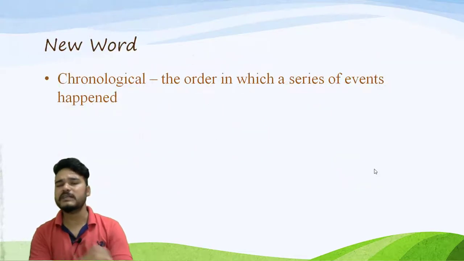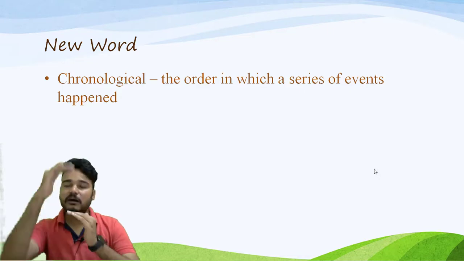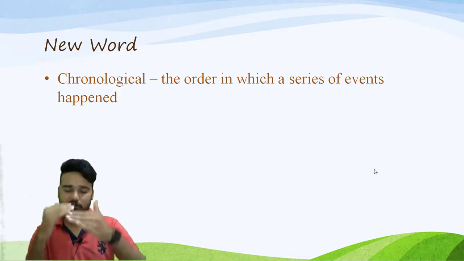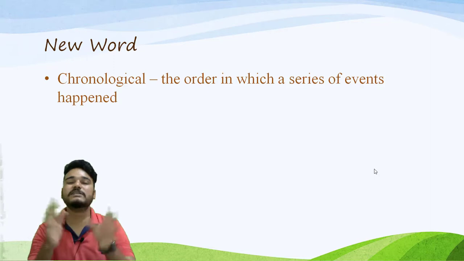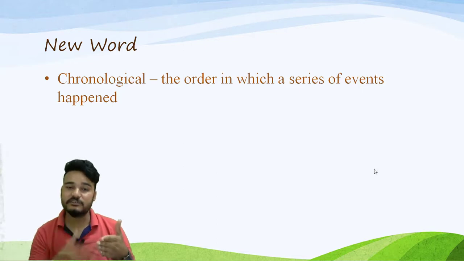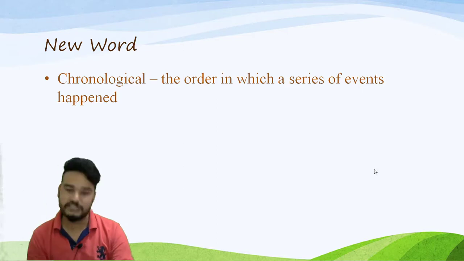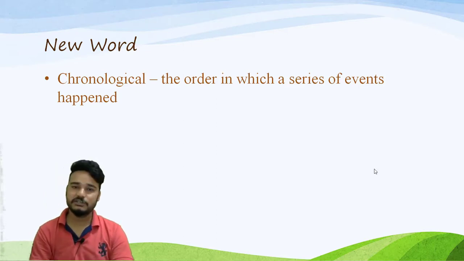So a new word has come, that is chronological. Chronological means the order in which events happened. Chronology means the order in which things happened. So, chronology of days: first Monday will come, then Tuesday, Wednesday, Thursday, Friday, Saturday. So this is the chronology, meaning the order of the events. Understood?